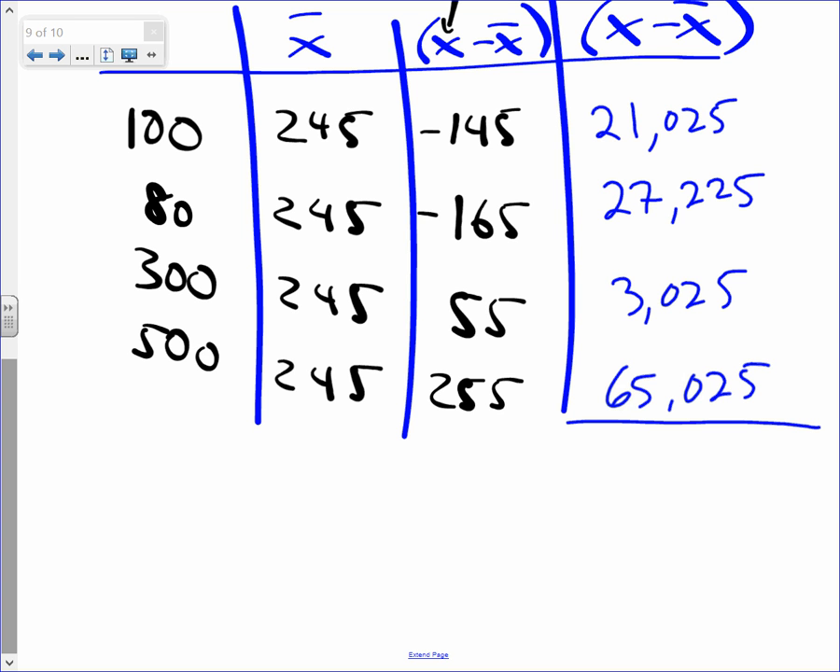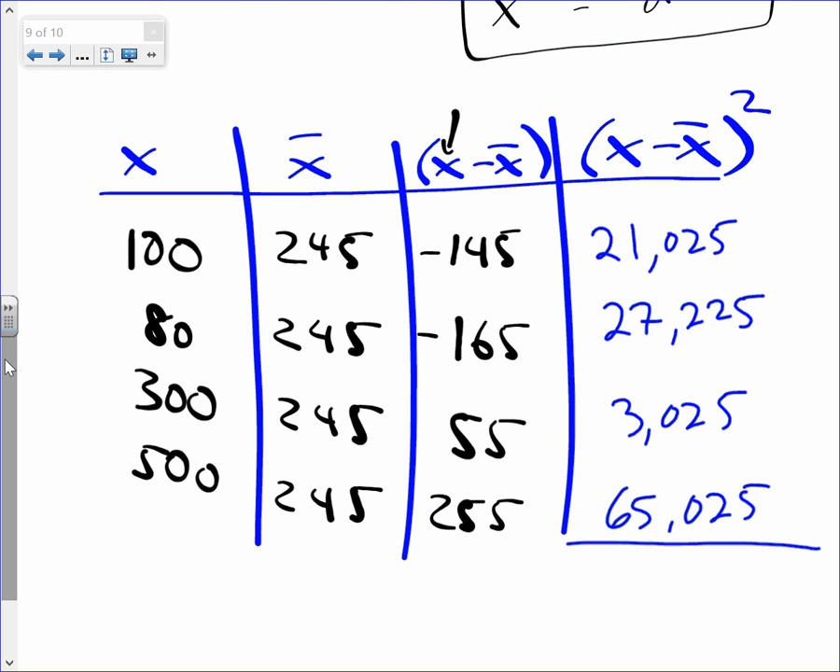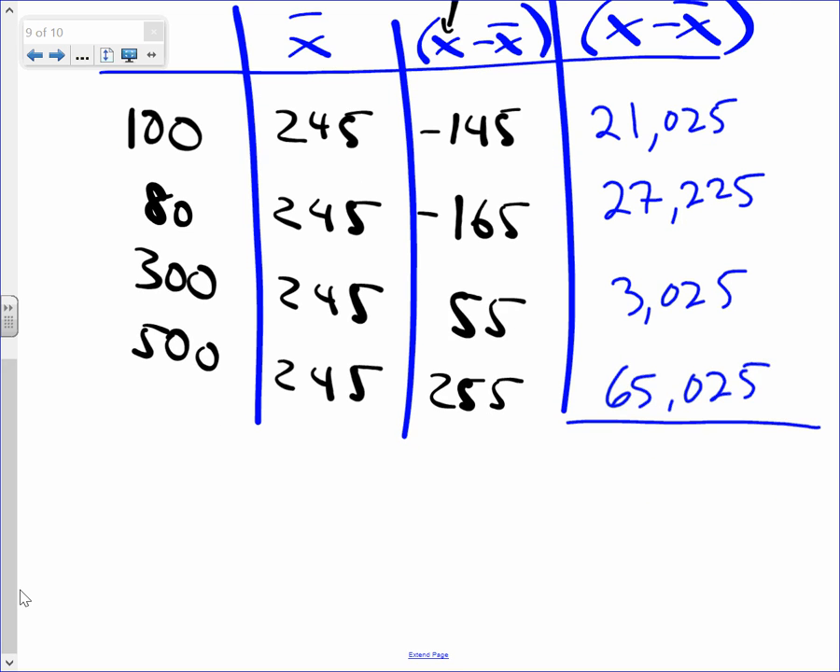So I have to add them up and divide by 4. So let's add these puppies up. Here we go: 21,025 plus 27,225 plus 3,025 plus 65,025. So I get a grand total of 116,300.